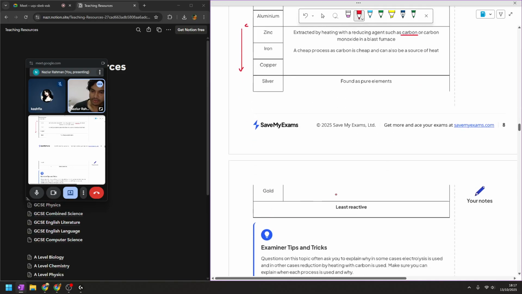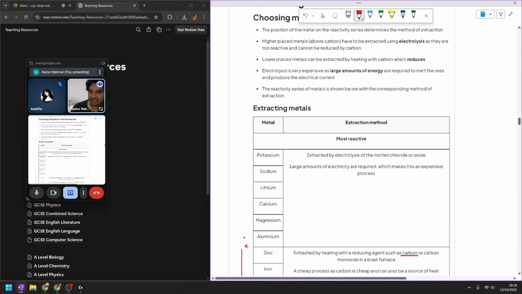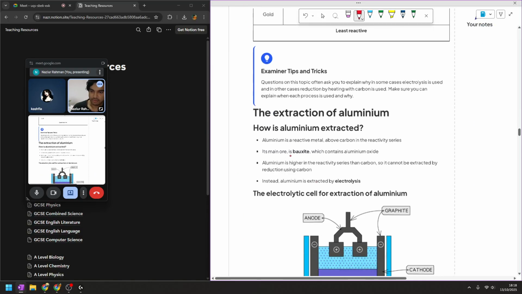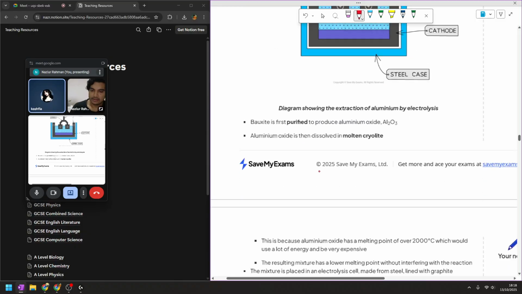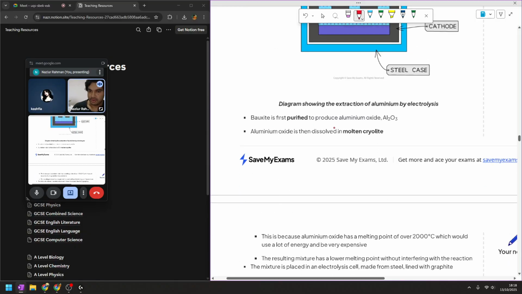Silver and gold are usually found as pure elements, so we don't have to react anything with them. Anything more reactive than carbon, though, we have to extract using electrolysis. Aluminium is one of those metals. You typically find aluminium in the ground as bauxite, which is aluminium oxide. First, we purify the bauxite to produce aluminium oxide.